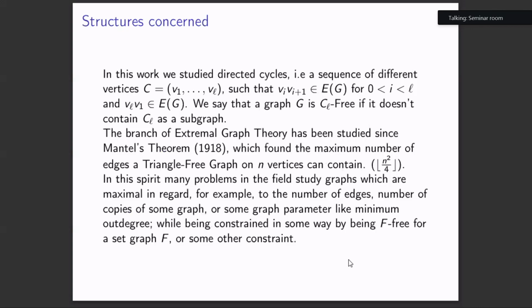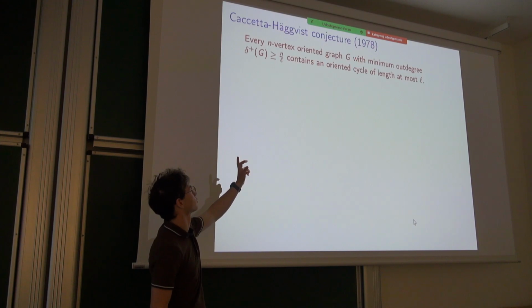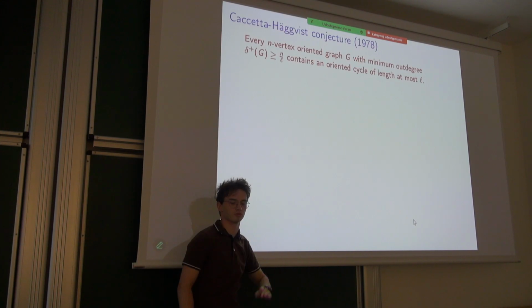Why even study cycles, and what's the intuition about it? Most of the research regarding cycles in graphs in extremal graph theory started with Caccetta-Häggkvist conjecture, which basically states that if we have an n-vertex graph with an outdegree sufficiently large, it will have a cycle of length at most some number. The outdegree sufficiently large is just greater or equal to n by l, and then we'll have a cycle of length at most l.